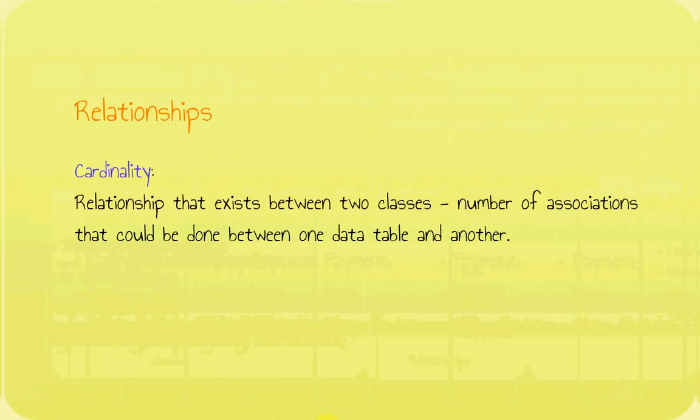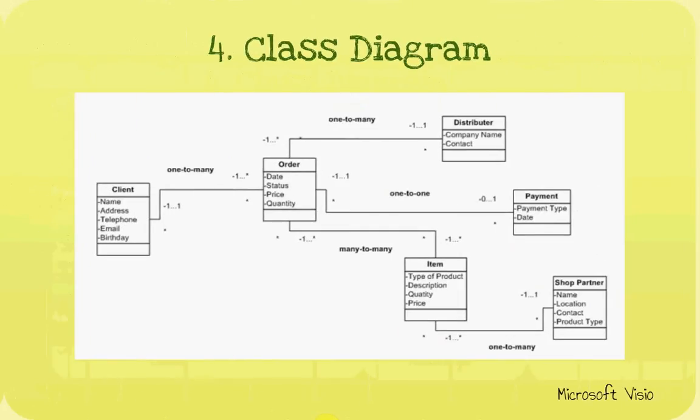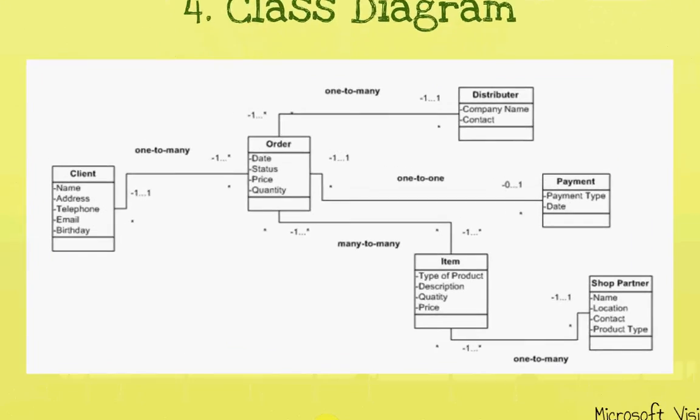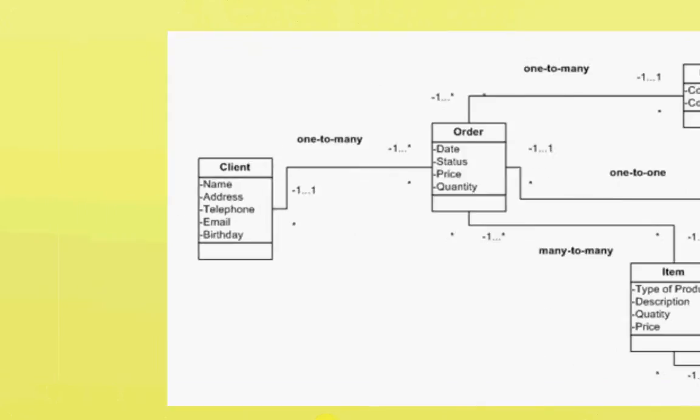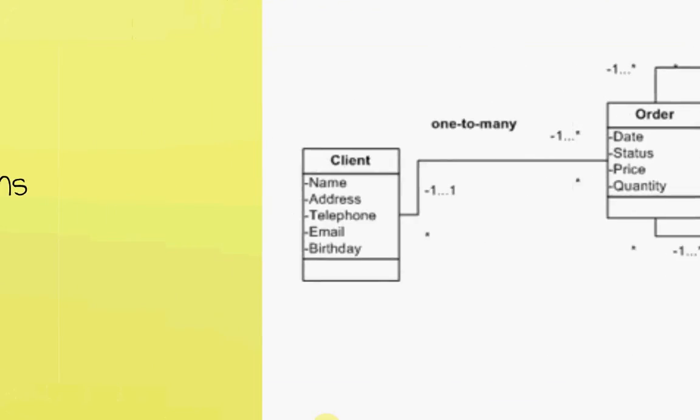These classes are related to each other based on cardinality, which means that there's a number of associations that could be done between one data table and another. Here we have the class diagram that we've done using the Microsoft Visio program. We can see the 6 classes. And here we have the example of the clients class that has 5 attributes: name, address, telephone, and so on.